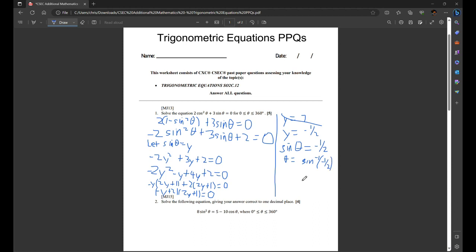Okay, so if you put this into your calculator right now, your calculator is going to give you a negative number. But again, you have to pay attention to your range, and your range is 0 to 360 degrees. So you cannot have a negative, because that would be outside of your range. But what you do know is that sine inverse of a positive half is actually 30 degrees, or in radians that would be pi over 6.